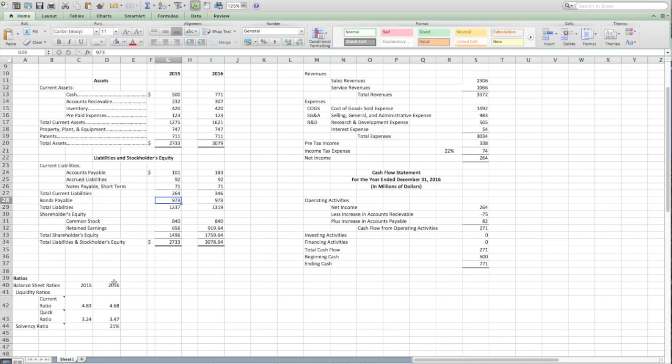So this ratio is basically taking this number, the current assets, and dividing it by the current liabilities. That's the formula there. I'm just grabbing G17, this number here, and dividing it by G27. That comes out to be almost 5, 4.8.